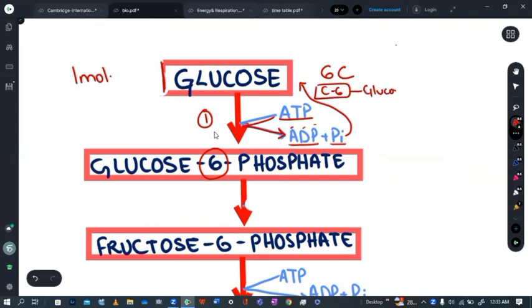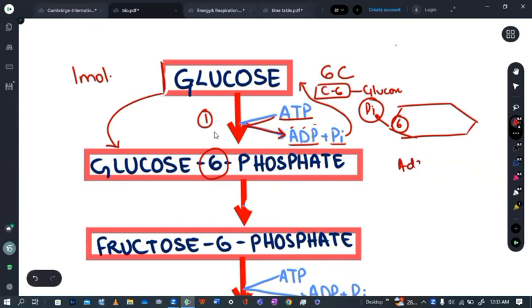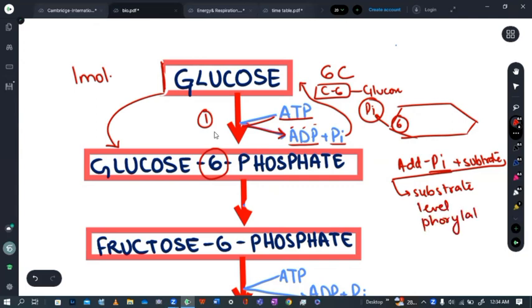So we simply know that glucose is a hexagonal structure with 6 carbon atoms. So this inorganic phosphate gets attached to the carbon number 6 of the glucose molecule, forming its active compound glucose 6-phosphate. The addition of phosphate to a substance is known as substrate level phosphorylation. Phosphorylation is simply the addition of phosphate to a substrate.